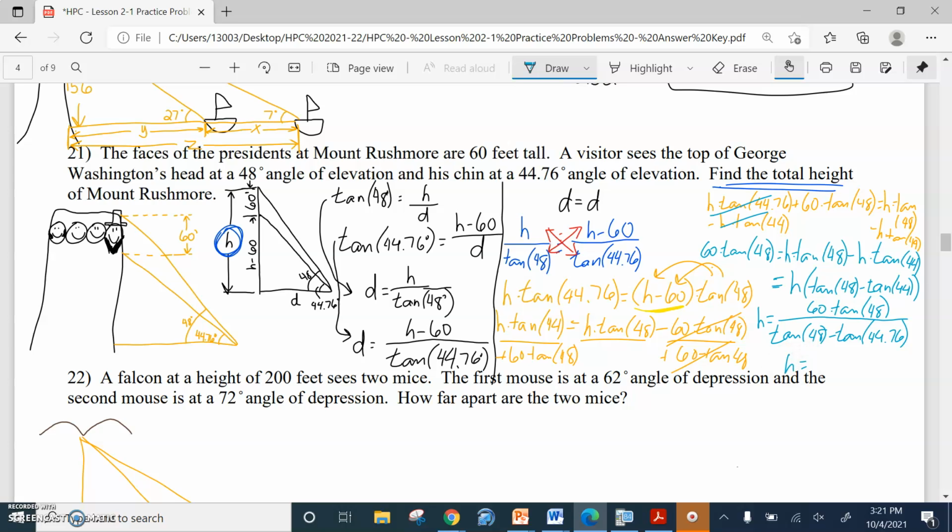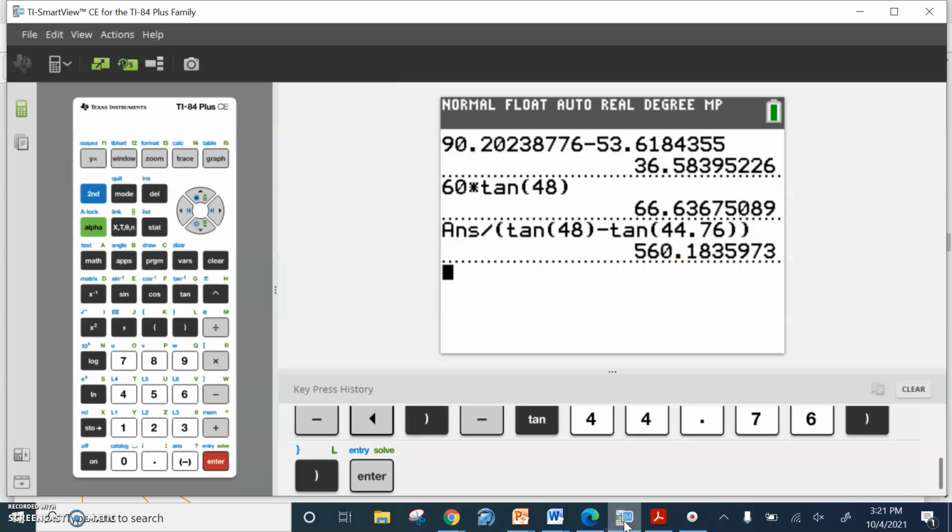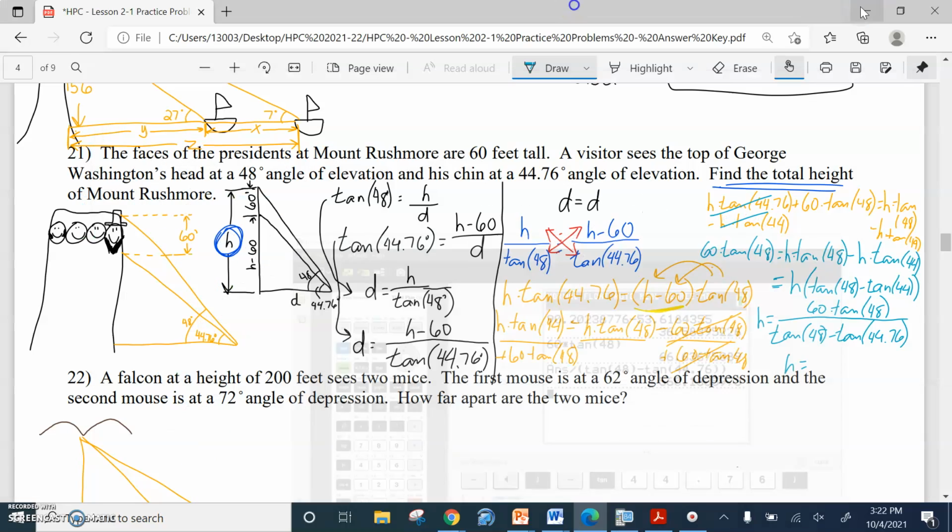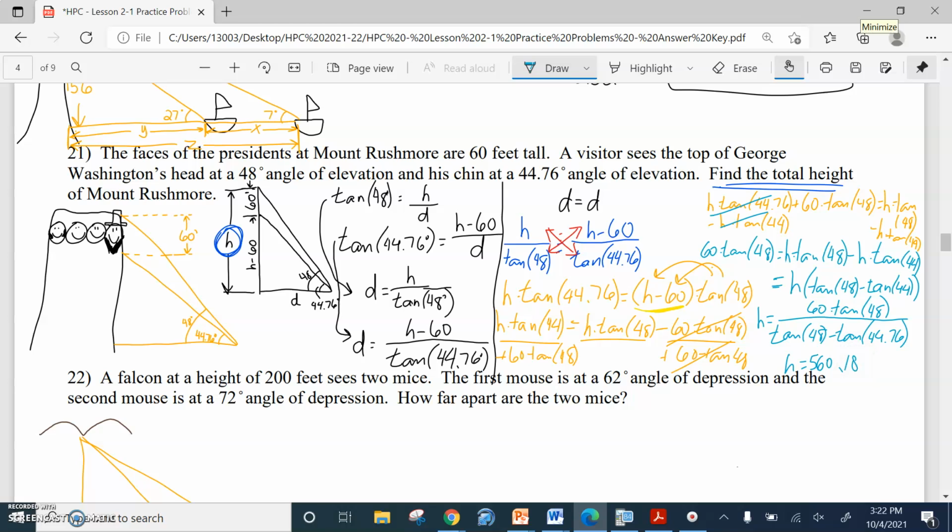And we see what our answer is. Let me put that in the calculator. There it is. So looking at that, it's the numerator 60 times tangent 48. Answer divided by, in parentheses, tan 48 minus tan 44.76. Close parentheses. I hit enter. The answer is 560.18. And put it in units of feet. We have a final answer. There we go. 12 minutes, but I got question 21 done. I'm going to take a break, and I will get question 22 out of the way.